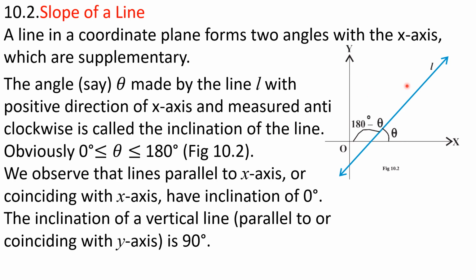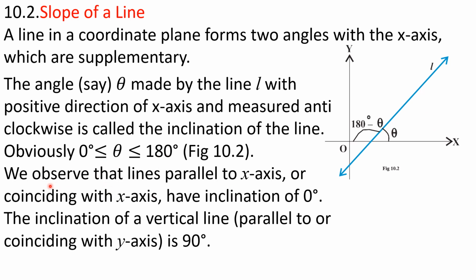What is meant by inclination of a line? Yes, the angle made by the line with the positive x-axis in the anti-clockwise direction. Remember this definition, my children. So obviously 0 degrees is less than or equal to theta less than or equal to 180. So this angle lies between 0 and 180.